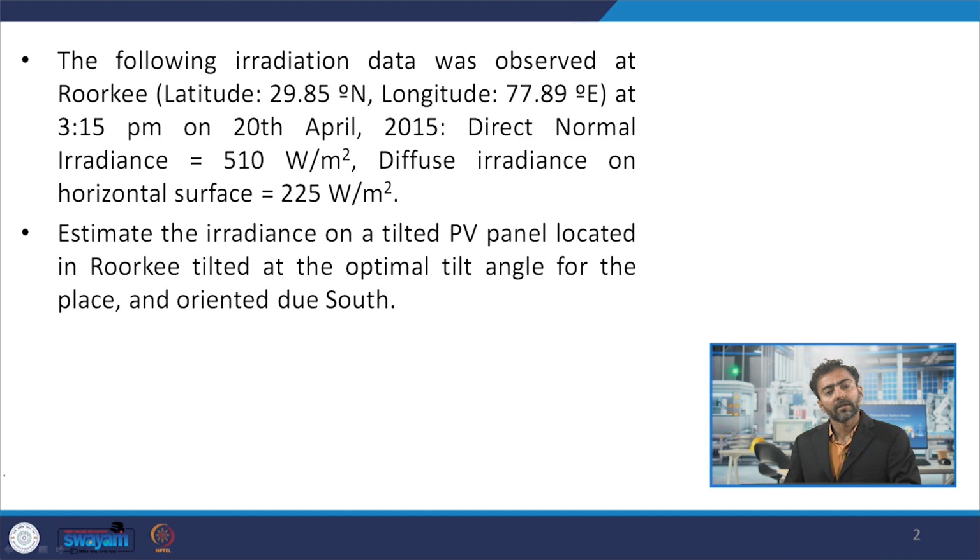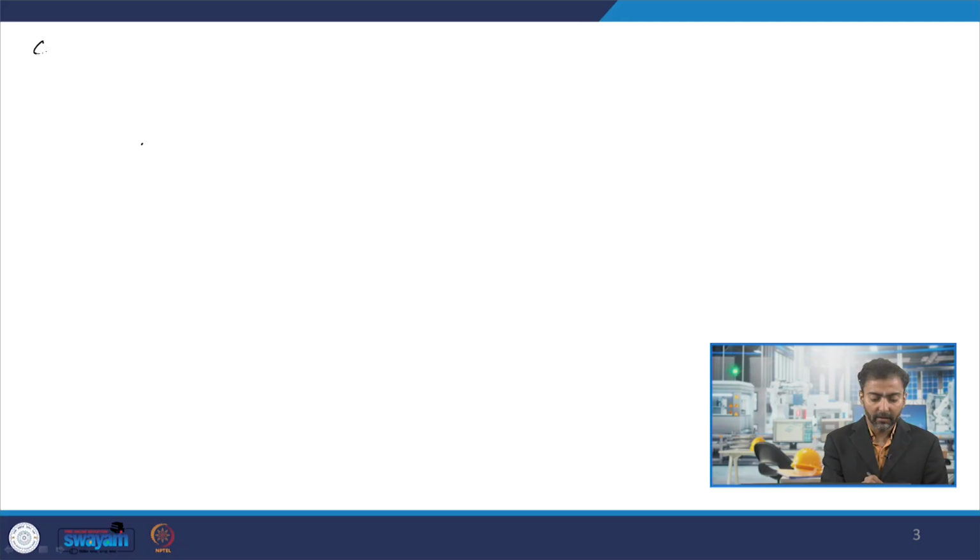Now we are assuming that we are taking the tilted PV panel located at the optimal tilt angle. Optimal tilt angle, as we discussed, is the same as the latitude of the location, and oriented due south. So module azimuth is 0 degree. To start solving this problem, the first step, we should write down all the data which is given in the problem. First thing, there is this latitude which we indicate by phi in our problem solution.